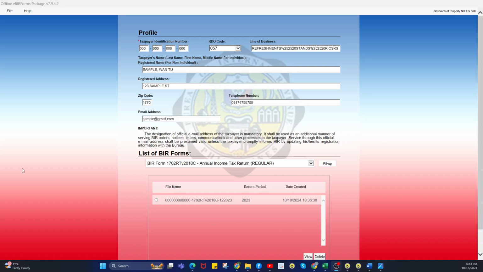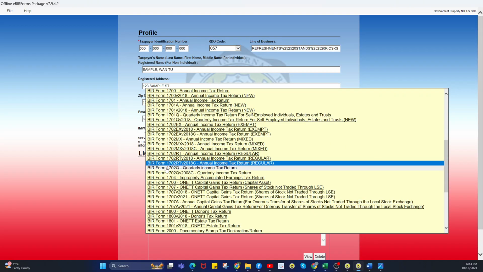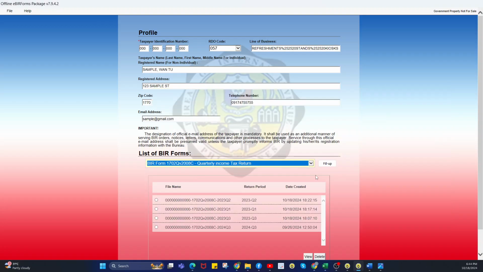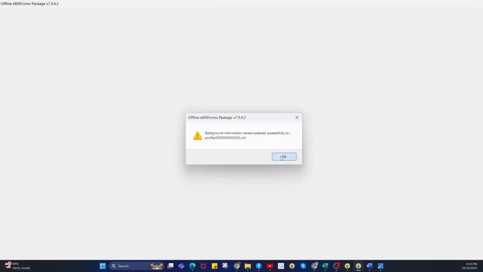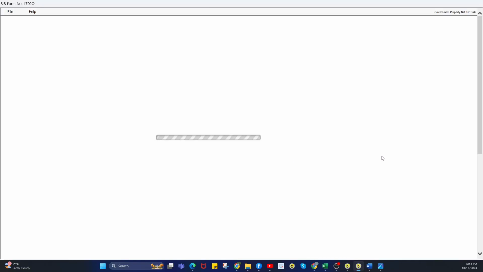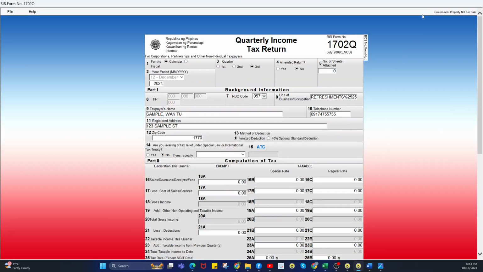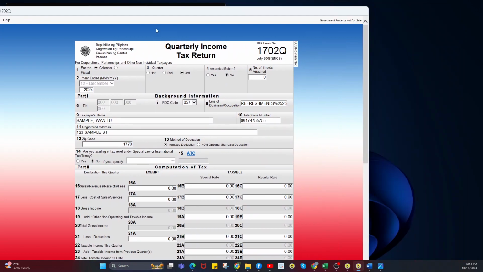Alright? Sige. So, here, ang gagawin nyo, punta of course kayo sa offline. Ang assumption ko, syempre, third quarter na to, naka-download na kayo niyan. You choose this one, the 1702Q version 2008C. I think may typo to, no? Kasi kung pampasin mo iba, may 2018 pa eh. Ayan. And then, click fill up. Alright? So, side by side, gagawin natin yung paggawa ng 1702Q for third quarter. Kasi third quarter ngayon. Okay?